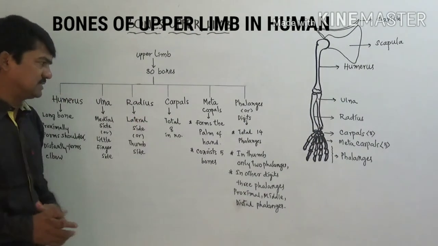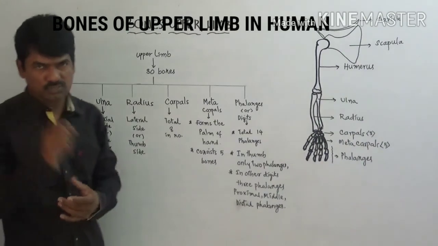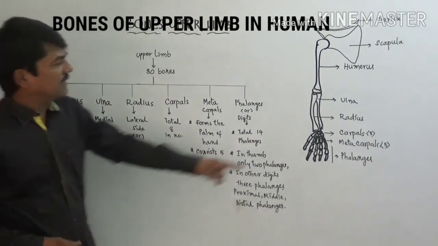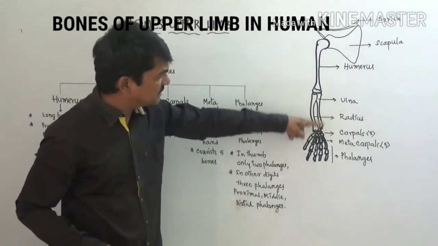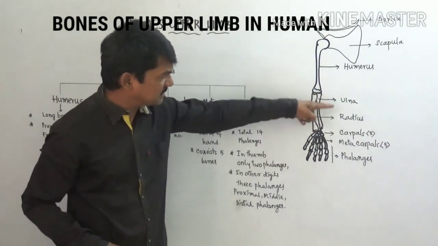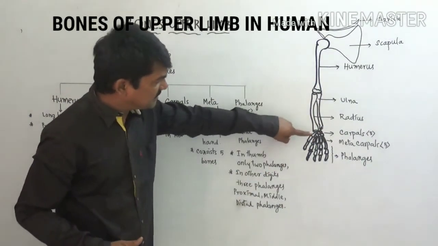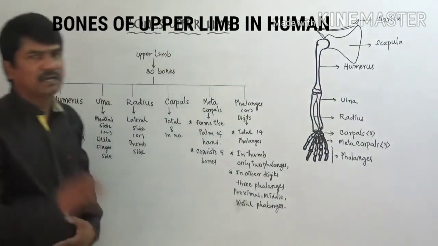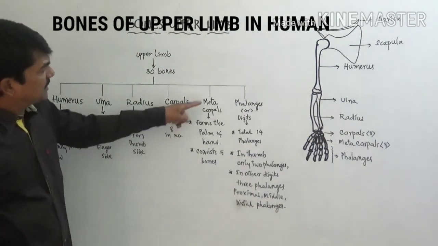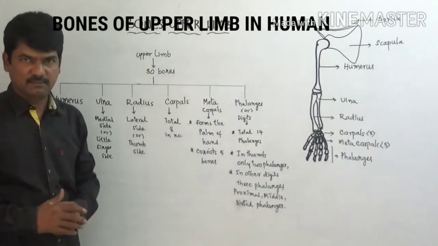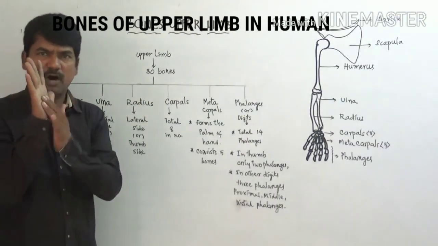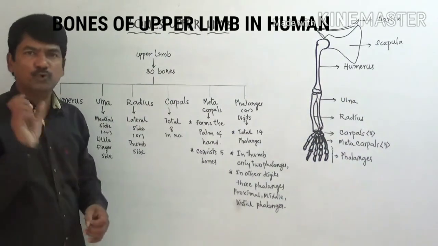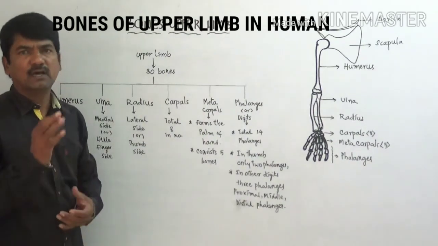And next, carpals. Carpals are short or small bones. They are 8 in number, and they are arranged just below the radius and ulna, that is, the distal parts of the radius and ulna region. There we can identify the 8 small bones called carpals, and just below that metacarpals are present. Metacarpals form the palm of the hand. The palm is formed by the fusion of metacarpals, and about 5 bones are present in the metacarpals.